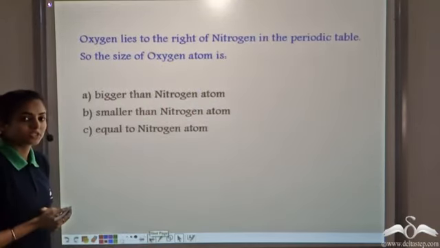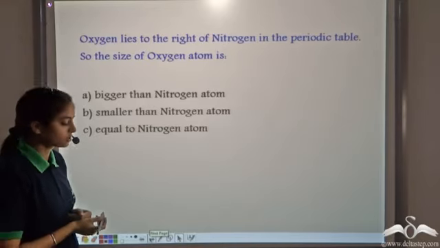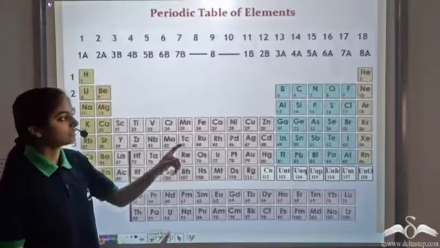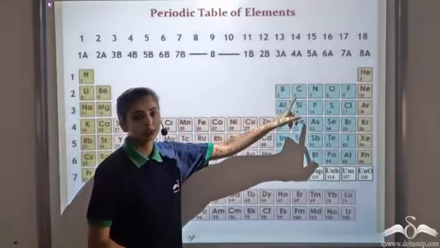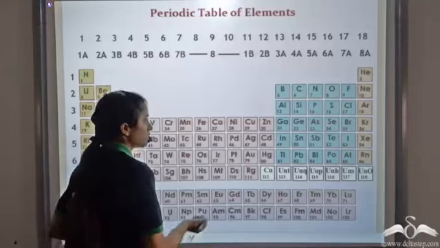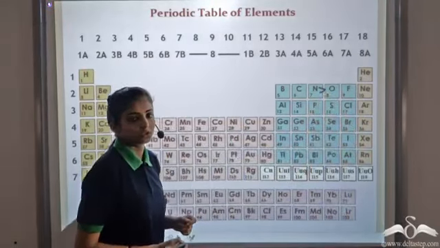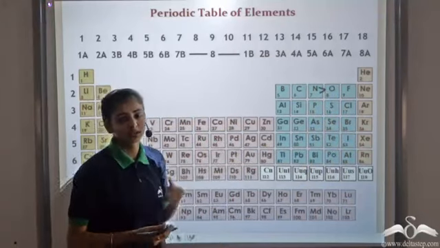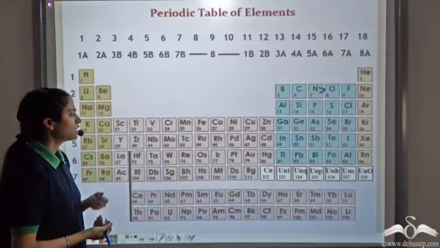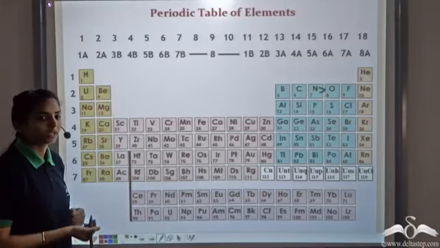Let's get back to our question. So is oxygen smaller, bigger or equal to the nitrogen atom? So we see that across a period, the atomic size decreases. So the size of oxygen is smaller than nitrogen. So oxygen atom is smaller than nitrogen atom. What do you think happens as we move from top to bottom in a group? Let's see.